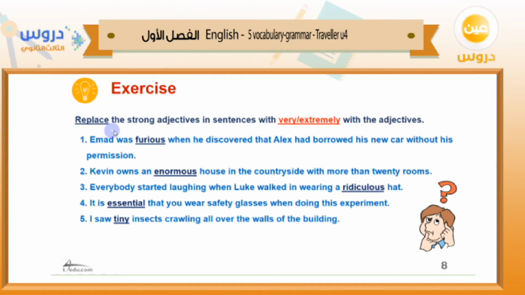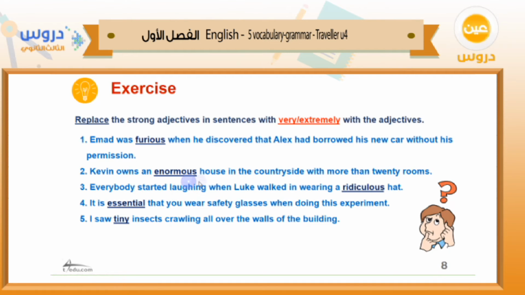Now in this exercise, just replace the strong adjectives in the sentence with very or even extremely plus the adjective. So you can see the underlined words. We should replace them in the sentence with the word very or even extremely. Number 1: Imad was furious when he discovered that Alex had borrowed his new car without his permission.